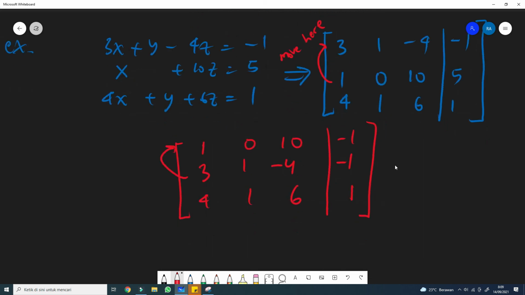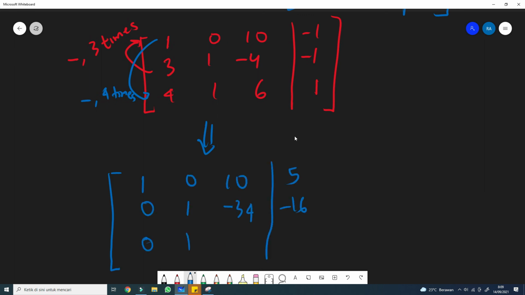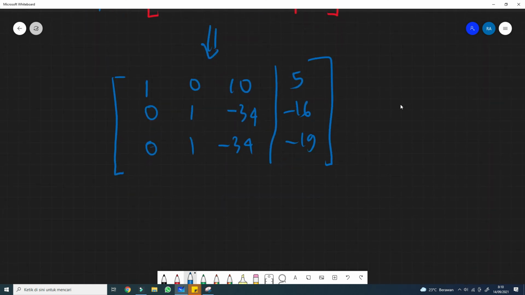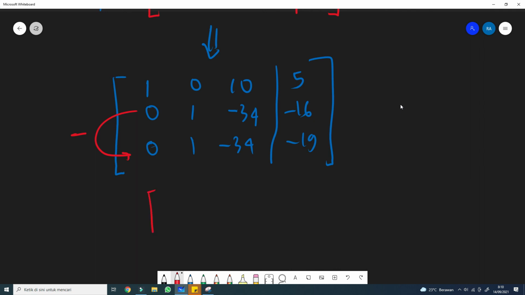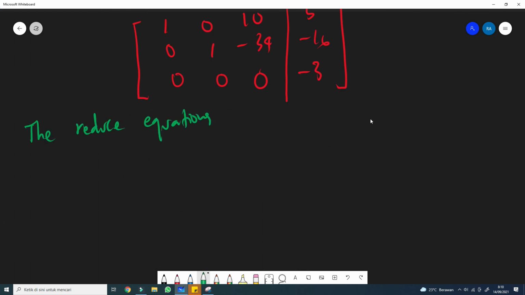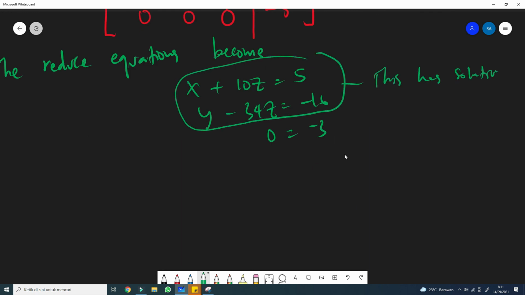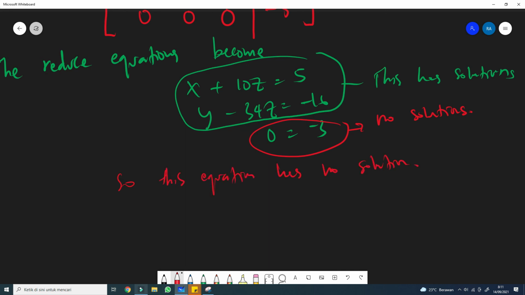First we move the second row to here, then our matrix becomes like this. Then we just subtract the second row from the first row 3 times and the third row from the first row 4 times. Then our matrix will look like this. From this matrix, the coefficient value in the last row is still not 0. Then we just subtract the second row from the last row and get the matrix like this. So our reduced equations become x plus z equals 5, y minus 34z equals minus 16, and 0 equals 3. These two have solutions, but this one has no solution. So the system has no solution.